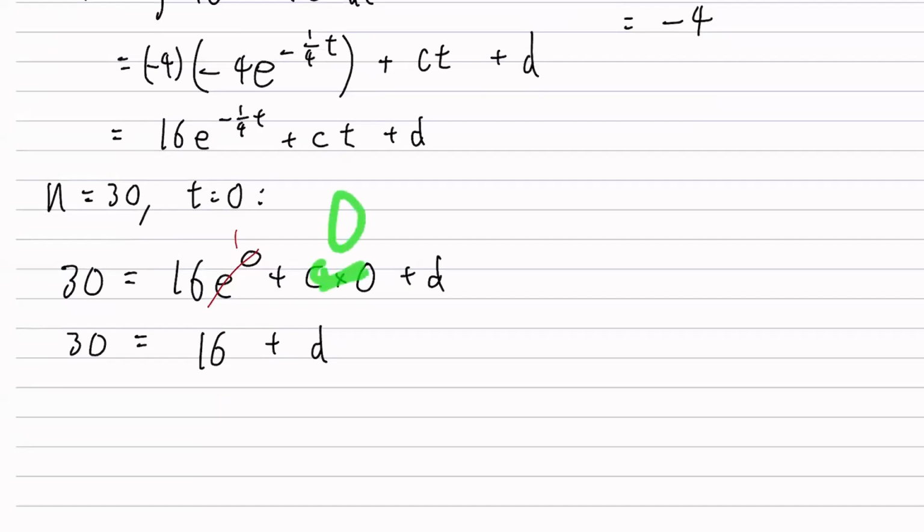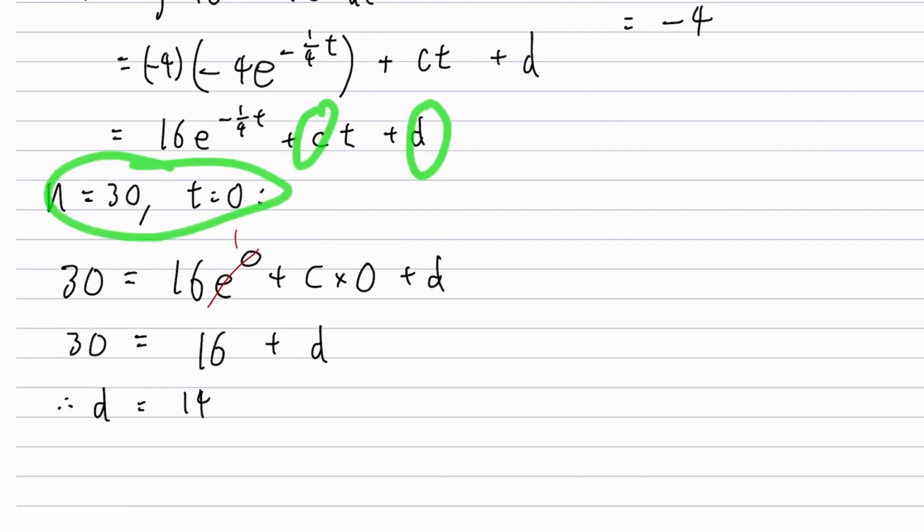Times 0 is 0 plus 0 means you can essentially throw away. So solving, you get d equals 14. But there's not enough information for us to solve for c. Because you see there are 2 variables, you will need 2 initial conditions. Here they only gave us 1. So that's all we can do.